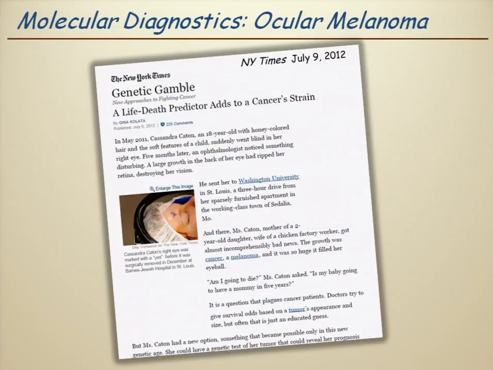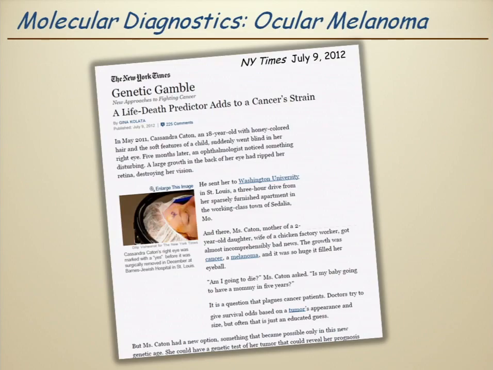What else do you do with genes? You've got genes. What do you do with them? Well, how about using them for medicine to inform people of their fate? Here is an interesting story that I would commend to you, New York Times, July 9, last summer. This is for ocular melanoma. You can read it online.